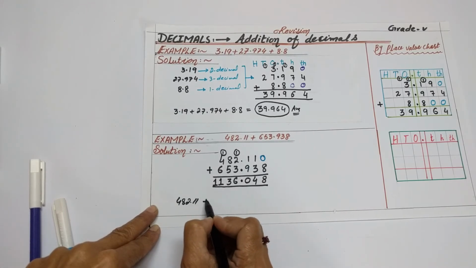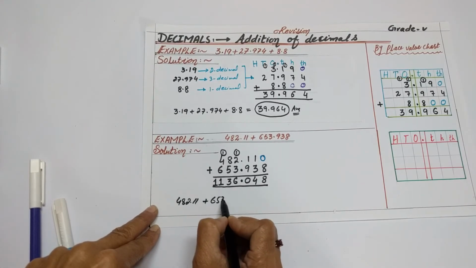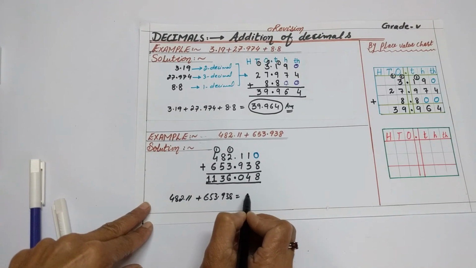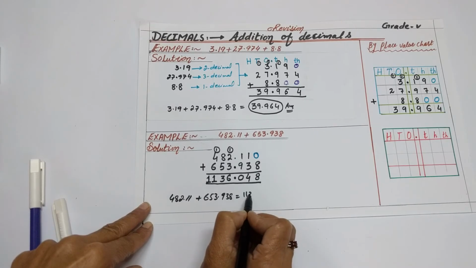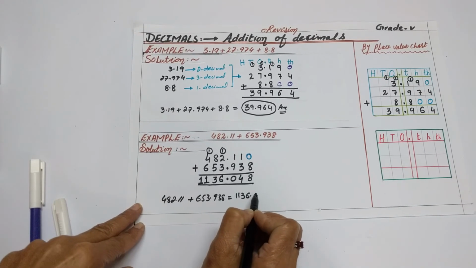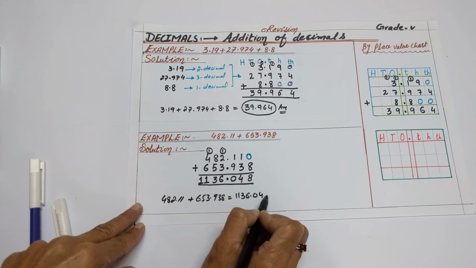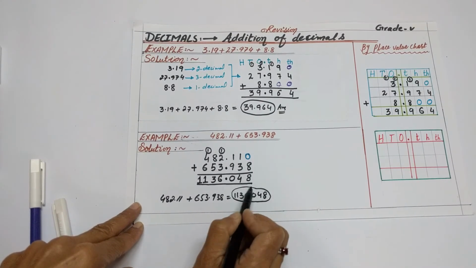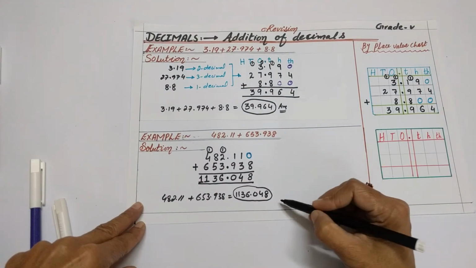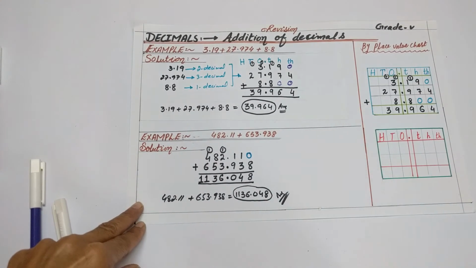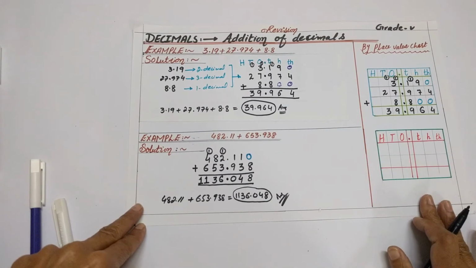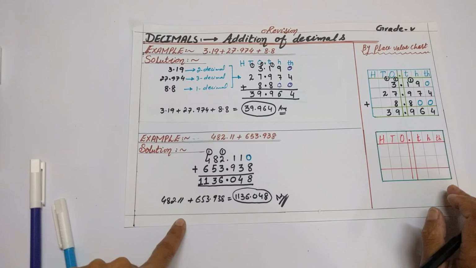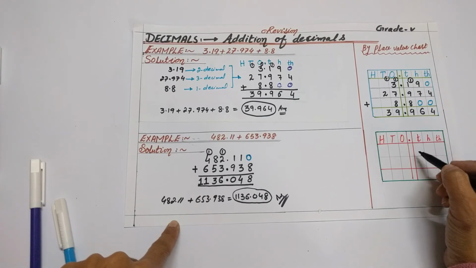So 482.11 plus 653.938 is equal to 1136.048. That is our required answer. Clear? This one is our answer. Got it? So we can also solve this sum in the place value chart. So let's start with the help of the place value chart.